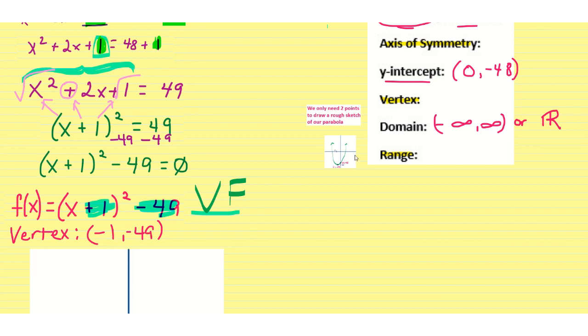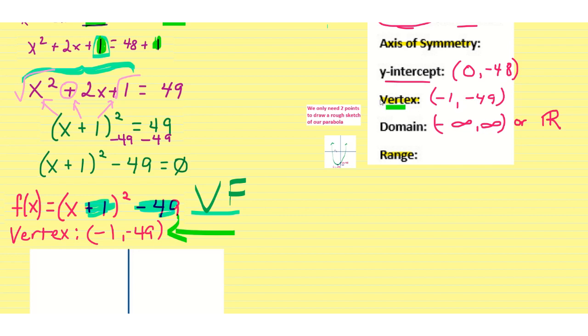Alrighty then. So over here on the side, we needed to go back and look at the vertex. So we now know what the vertex is. There is my vertex, so I can go ahead and list that over here as information that I now know about my quadratic. It is (-1, -49). That is my vertex.